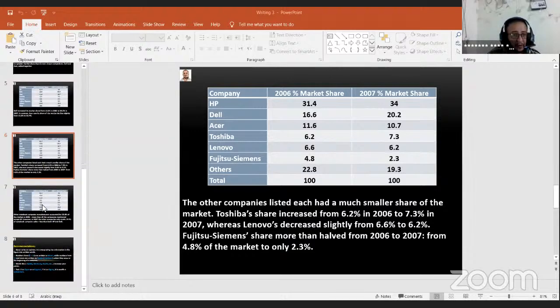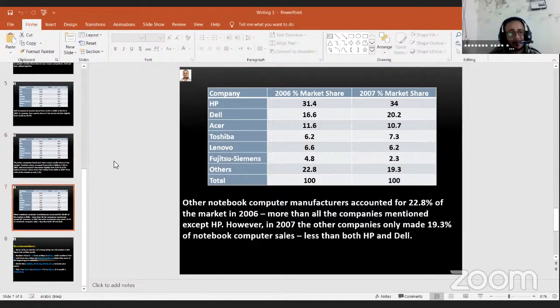After that, the next step, we will take this one, others. Other notebook computer manufacturers accounted for 22.8% of the market share in 2006, more than all companies mentioned, except HP. Look at it, 22.8%. More than Fujitsu Siemens, Lenovo, Toshiba, Acer, Dell, but less than HP. You may say there is another expression: more than all the companies mentioned, but less than HP.